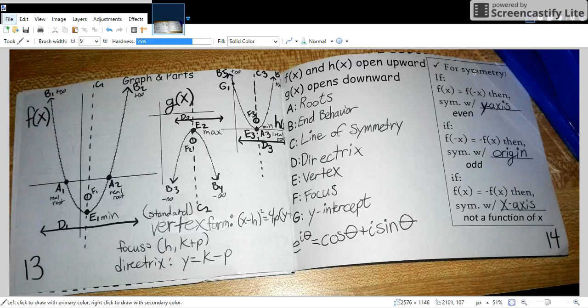And then for checking for symmetry, for f of x, if f of x equals f of negative x, that's symmetric with the y-axis, which is also known as an even function. If f of negative x equals negative f of x, that's symmetric with the origin, basically the line y equals x, and it's an odd function. And now, if you had the case where f of x equaled negative f of x, that's symmetric with the x-axis, but if you had something like that, it would not pass the vertical line test, and so it would not be a function of x.